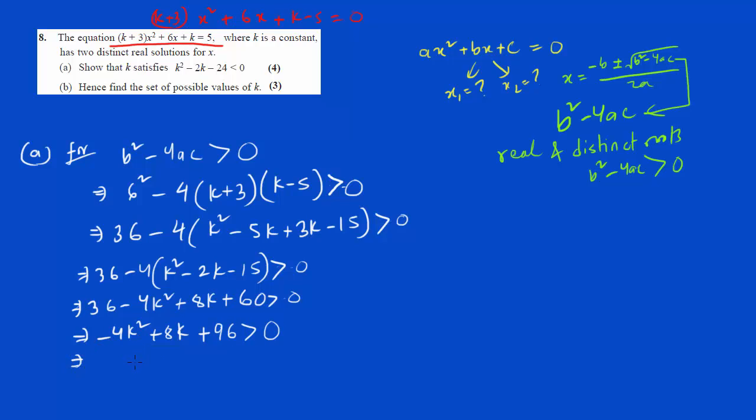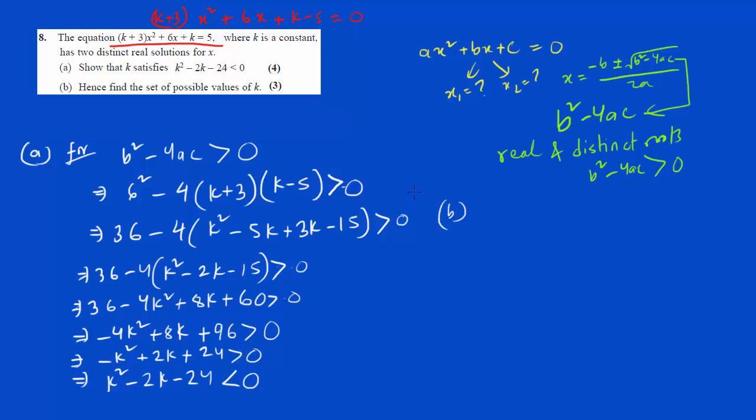So let's divide both sides by 4. That becomes minus k squared plus 2k plus 24 greater than 0. Now let's multiply this by minus 1. It would be k squared minus 2k minus 24. Now remember, when you multiply by a negative, the inequality is reversed, so less than 0. And we have shown that k squared minus 2k minus 24 is less than 0.